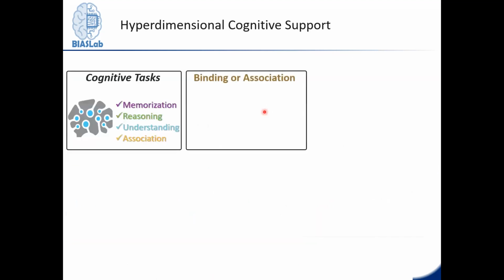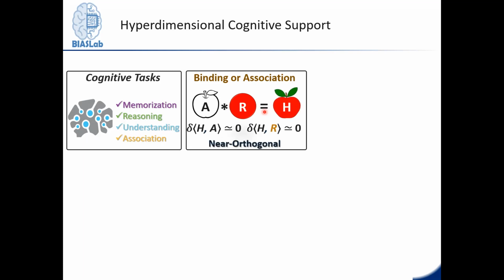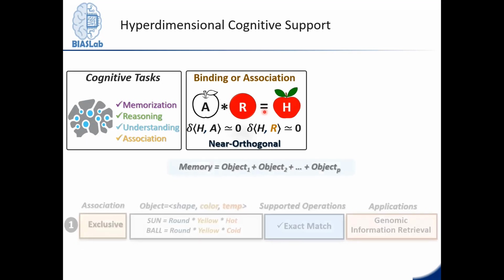Let me go and maybe show the same problem in a different way. What's the problem? The problem comes mostly from binding, and also permutation. But let me point to the binding operation. If you have apple and red and you bind them together, you generate H, which is red apple. As I mentioned, H is orthogonal to both apple and red. So this is a very exclusive computation. Of course, we need to be exclusive, but that also decreases our capacity. This is a trade-off we have.